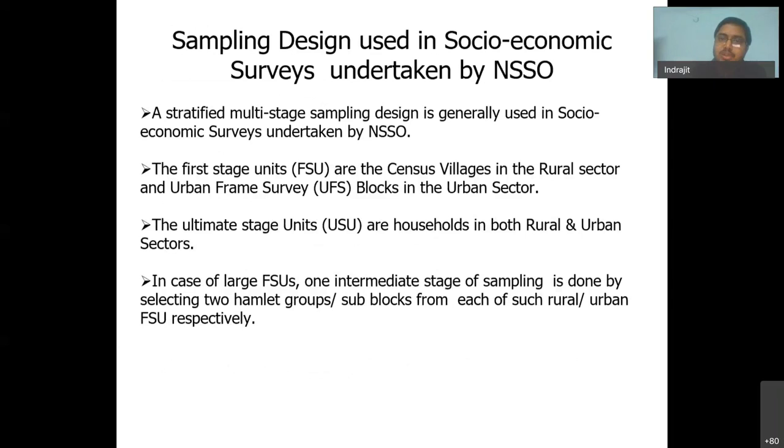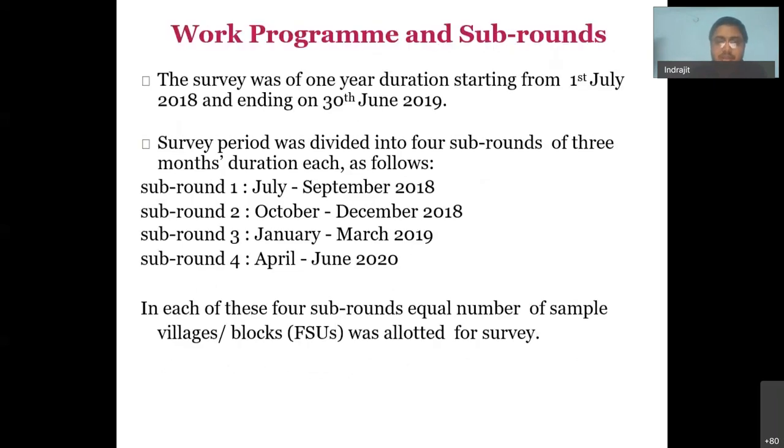So in terms of the sampling technique, for every round, this NSSO goes for multi-stage stratified random sampling. The first stage units are always census villages in the rural sector, and urban frame survey blocks in the urban sector. So the ultimate stage units are households in the rural and urban sector. So it has multi-stage scientific sampling. And for most of these large surveys, they divide one year into four phases. So this four-phase division is extremely important to understand.